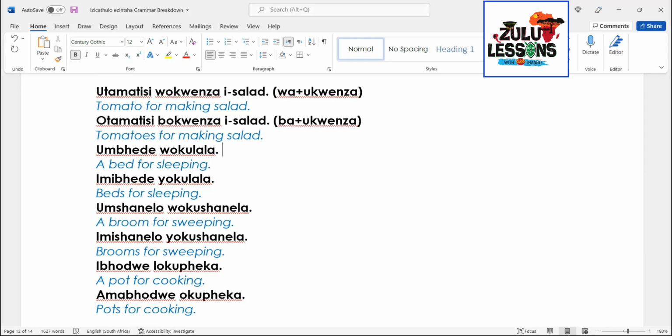Umbhede wokulala, a bed for sleeping. Yes, I had to make an example. I don't know a bed for doing what else, but anyway, I needed to make an example. So umbhede wokulala. So wa is the possessive prefix for a singular noun starting with um, and ukulala together blended and gave us wokulala. So it's now a bed for sleeping.